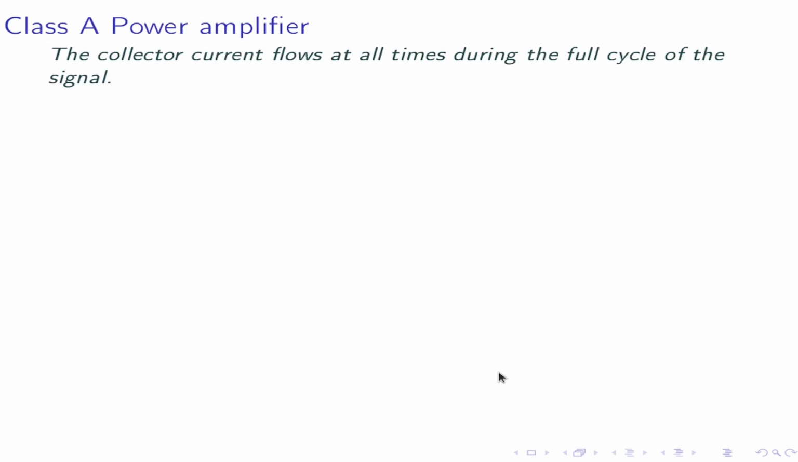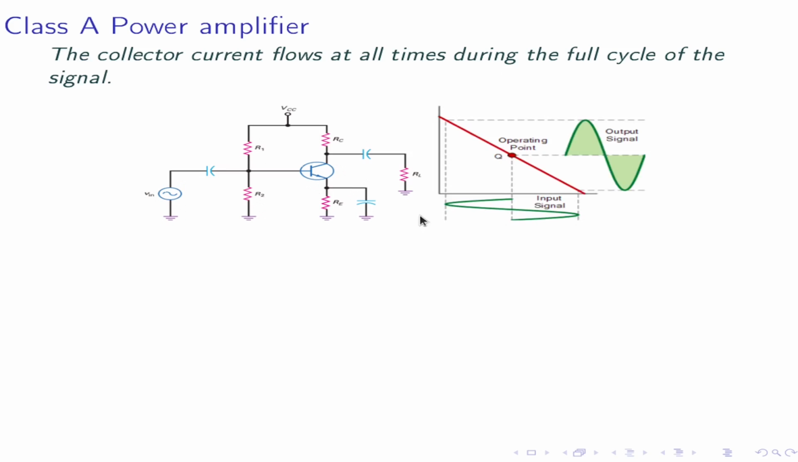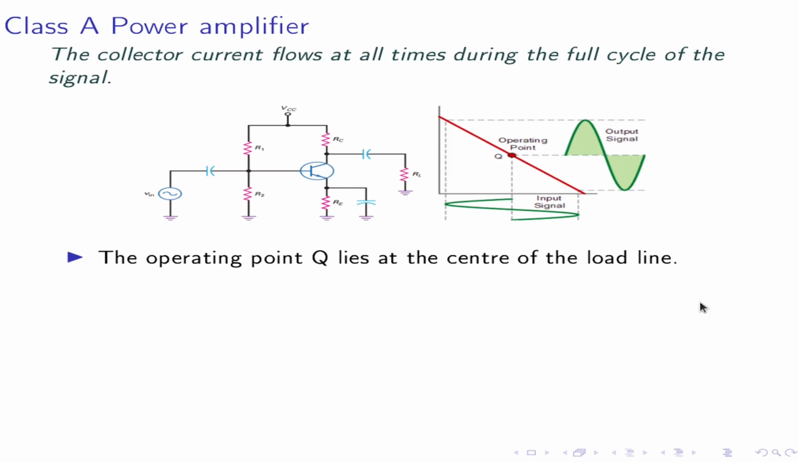Class A power amplifier. In a Class A power amplifier, the collector current flows at all times during the full cycle of the signal. This is a Class A power amplifier. Here we use one transistor in common emitter mode and its graphical representation is this one. This is the input signal and the output signal is this one. The Q point is at the center of the load line. The operating point Q lies at the center of the load line.